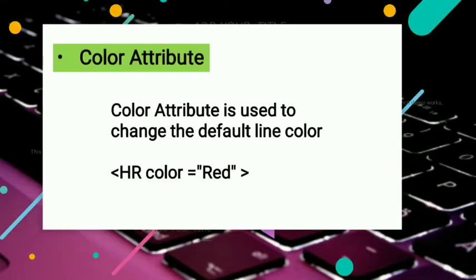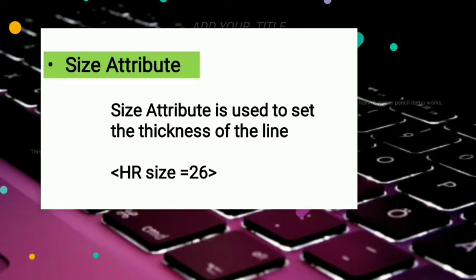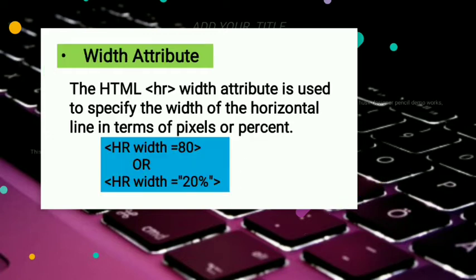First one is color attribute. Color attribute is used to change the default line color. The syntax is HR color equal to red. And next one is size attribute. Size attribute is used to set the thickness of the line. The code is HR size equal to 26.